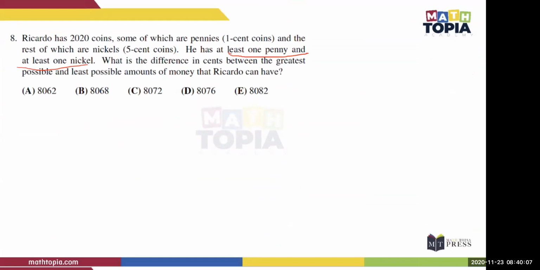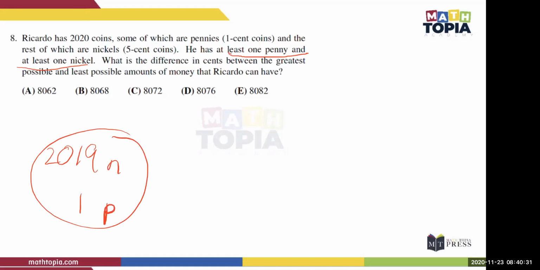Well, first let's think about what's the greatest amount of money he could have. Since nickels are worth more cents than pennies, he can't have 20 nickels though, but he would have as many nickels as possible. He could have 19 nickels at the most, since one coin has to be a penny. This would be the greatest amount of money he could have, which is 2019 times 5, 10,095 plus 1 penny. So the greatest amount of money he could have is 10,096. This is the greatest amount.